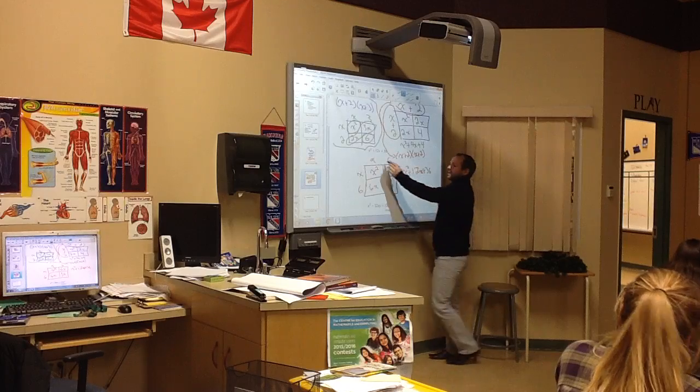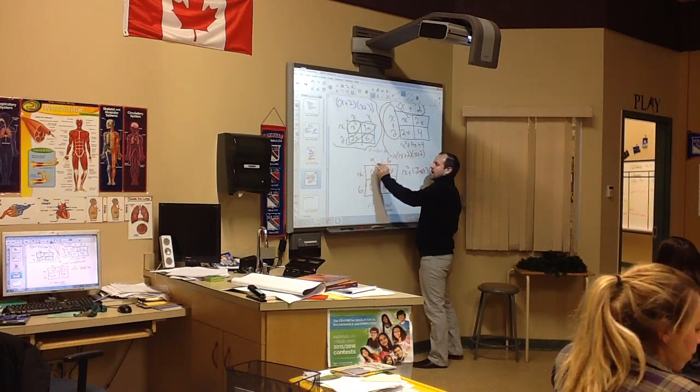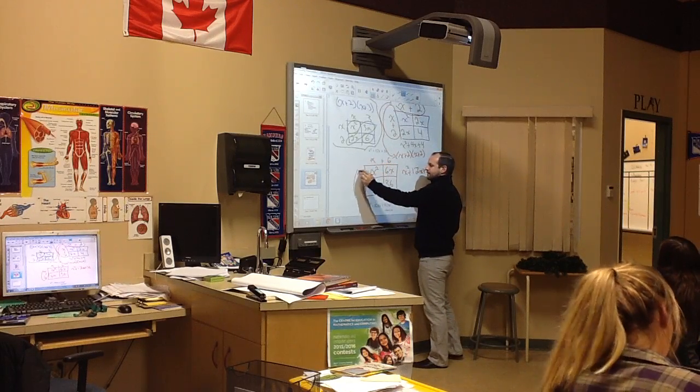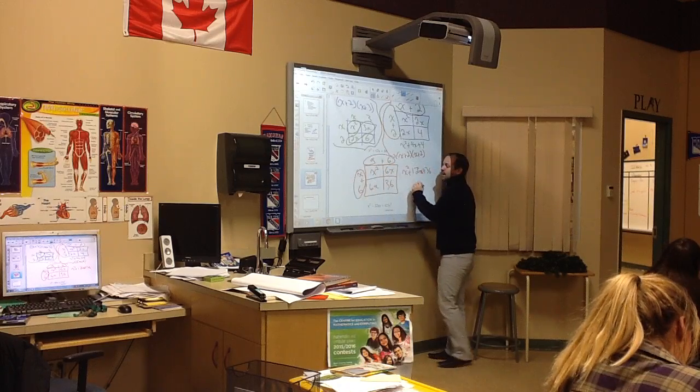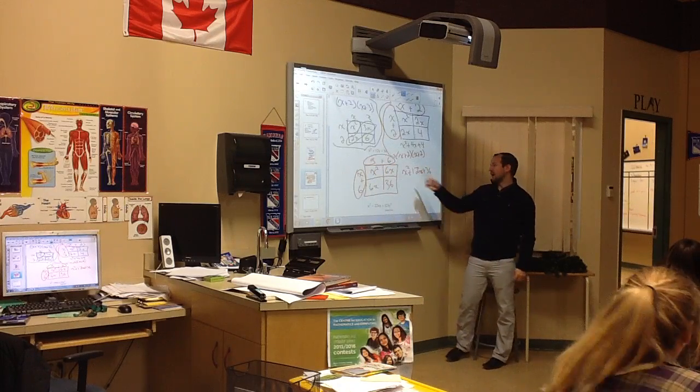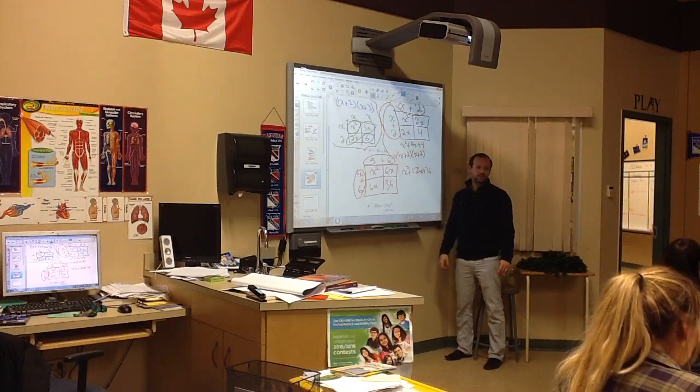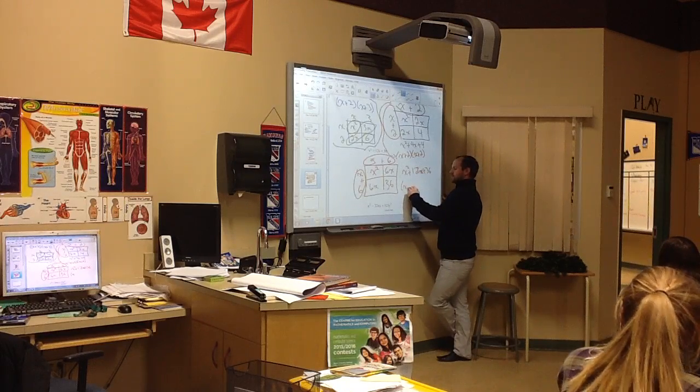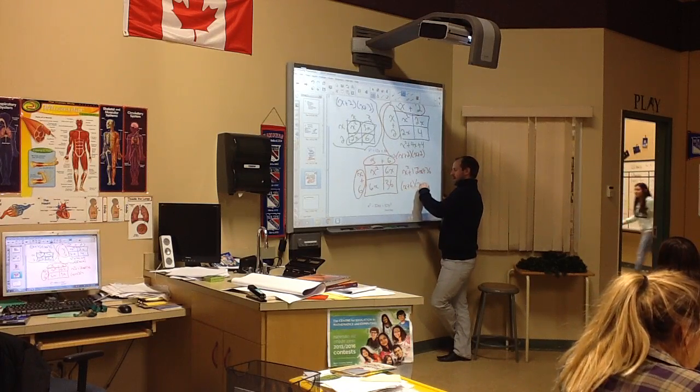So my final answer, because there's no negative symbol, I assume these are added. What is my factored form of x squared plus 12x plus 36? X plus 6 and x plus 6.